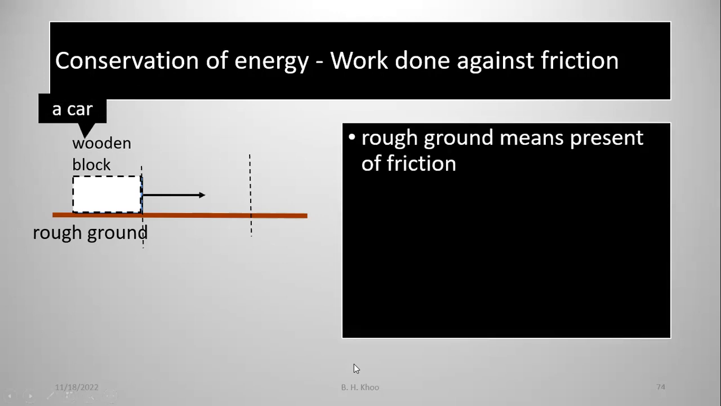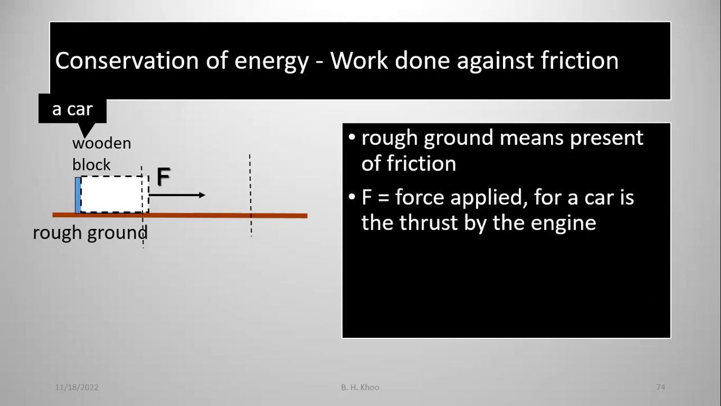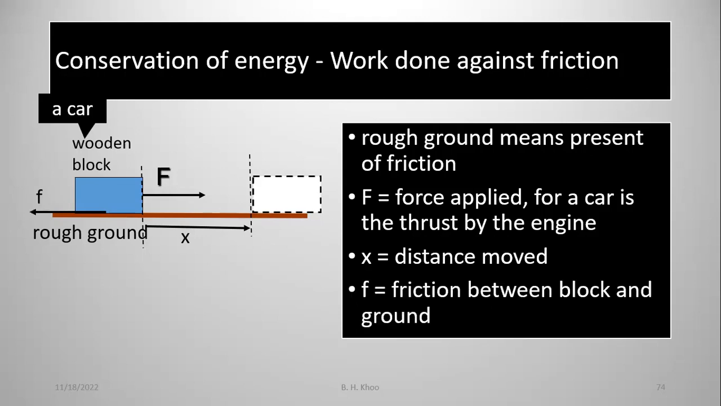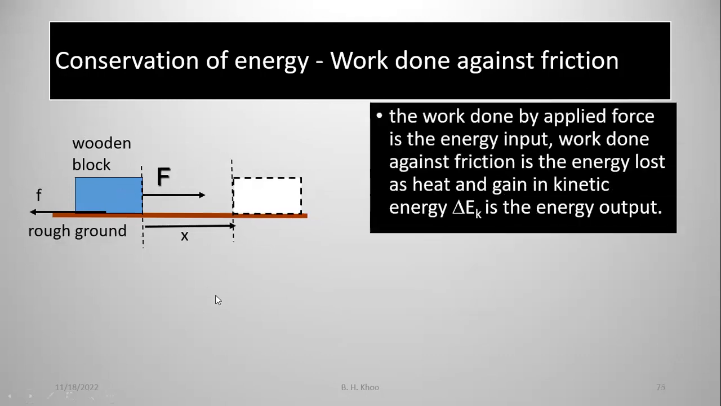Okay, summarize. Rough ground means presence of friction. We have the applied force. Move the wooden block or car a distance, or displacement, x. So friction will always oppose motion. That's why it always opposes the applied force. Work done by the applied force is the energy input. Right? This is the one that contributes to the energy input. Work done against friction, work done against that frictional force, is the energy loss. This one doesn't benefit us. It's lost as heat.